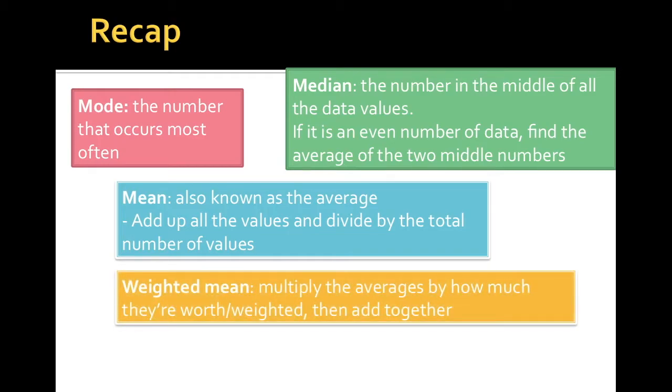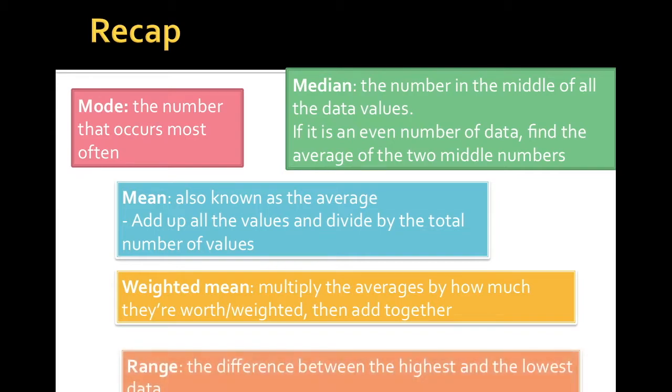The weighted mean is what we use when we do tests and terms, because you multiply the averages by how much they're worth or weighted, and then you add them all together. And remember that I converted my percents into decimals. And finally, the range is the difference between the highest and the lowest data point, so high minus low. And remember, always your data is from small to big.